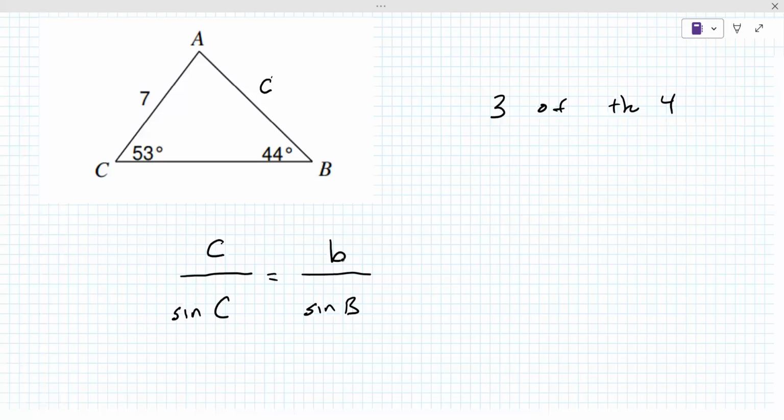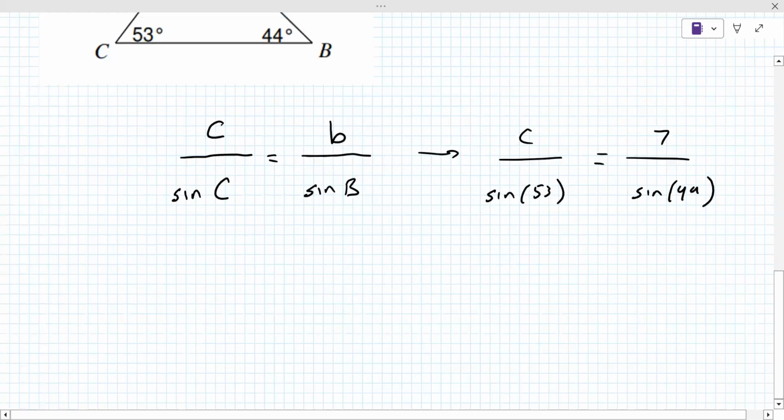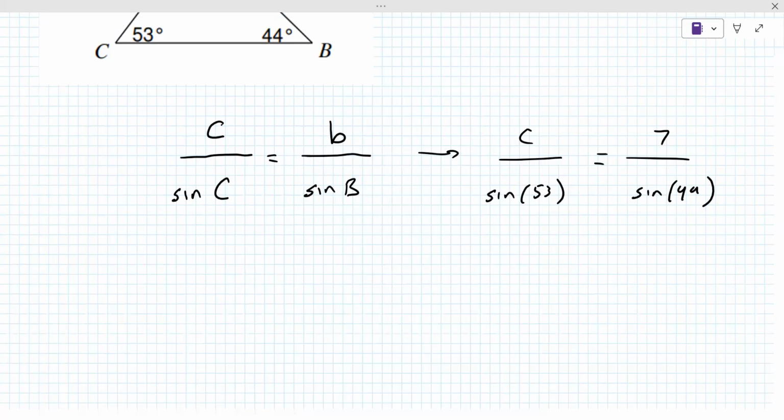Yes. So the transformation here is, we don't have that, but we have sine 53 equals 7 over sine 44. Right? And these are all calculator problems. You're not going to have to do any of these by hand. You don't have to look them up in a table. You don't do any of that. But you do have to know how to solve this.